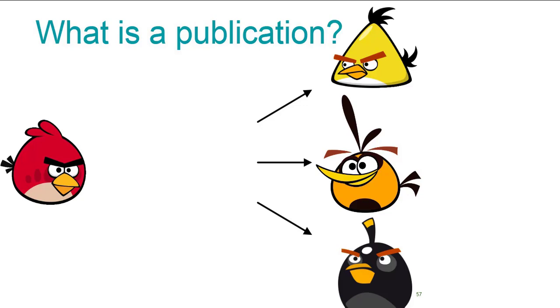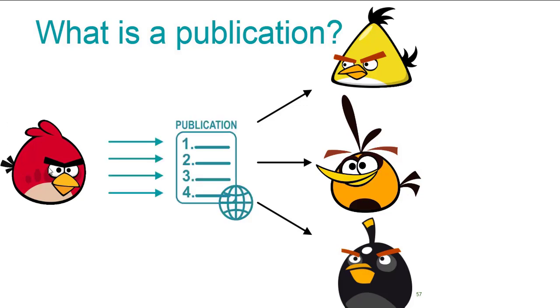Let's imagine that I have a bird sending information to three different birds, okay? One part drives three different parts. So what is the publication? The publication is that this red bird creates or publishes this information needed from the other birds. It's like he published them online, okay? He takes all the information that the other birds need and makes them online.